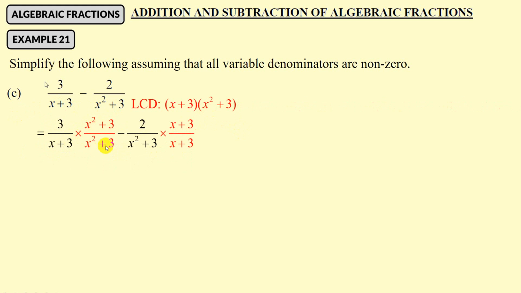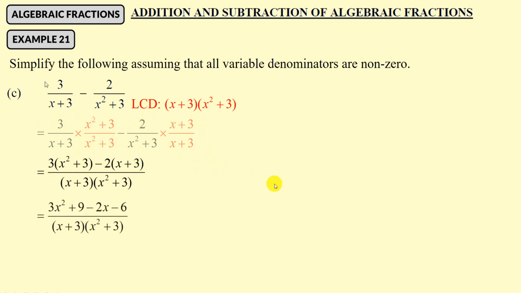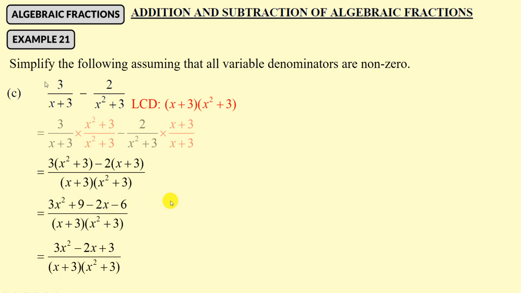So we've got to multiply by x squared plus 3 on this one to get it to that. And we have to multiply by x plus 3 here to get it to the common denominator. Top line, 3 times x squared plus 3 minus 2 times x plus 3. Notice the sign change here, minus 2 times plus 3. And there we have it.